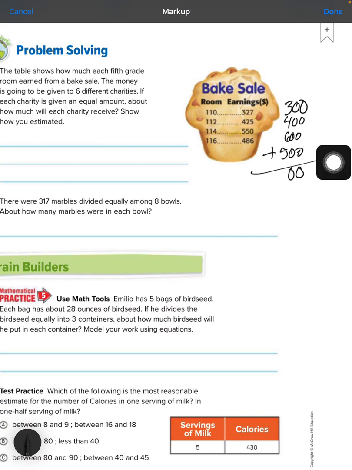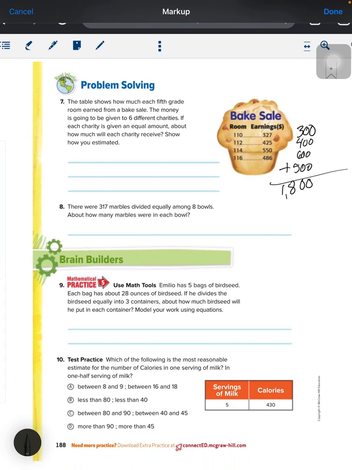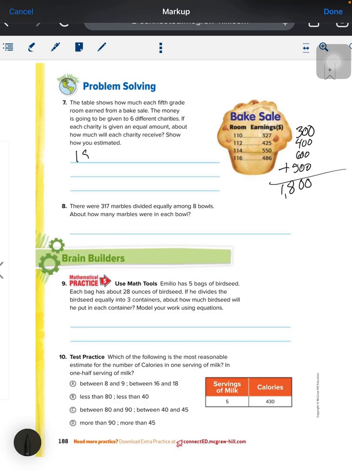0, 0. Then I like to add the bottom ones together first. So 5 plus 6 is 11. 11 plus 4 is 15, plus 3 is 18. 1,800. Now this is where you can take 1,800 and we are dividing it between 6 charities. 18 divided by 6 equals 3. Bring the 2 zeros over.